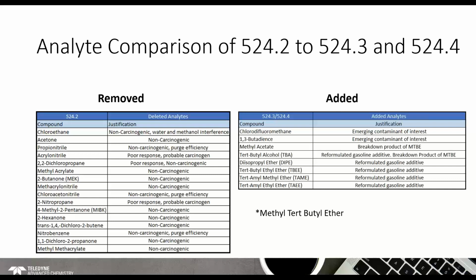Here's a list comparing the targeted analytes that were removed and added in 524.3 and the reason why. As we briefly mentioned before, and you can see in 524.3, we've removed some ketones, alkylates, and nitriles, including nitrobenzene, mainly due to the fact that they were non-regulated drinking water contaminants and non-carcinogens. Because they also have poor purge efficiency, they were also removed. To the right, you can see reformulated gas additives were added, including TBA and ethers. Other targeted compounds of interest were added into the list, including MTBE byproducts and chlorodifluoromethane.